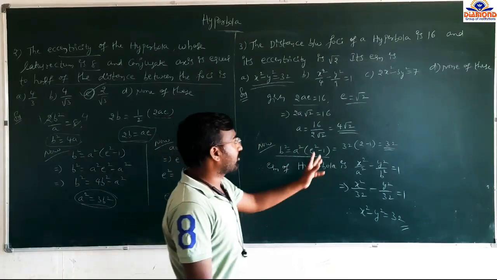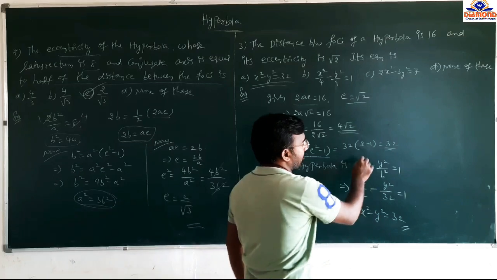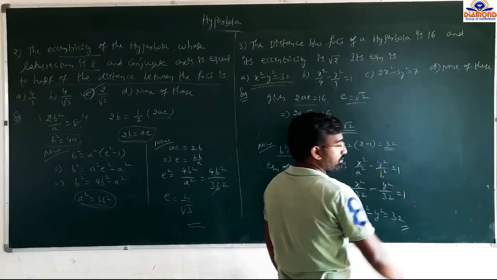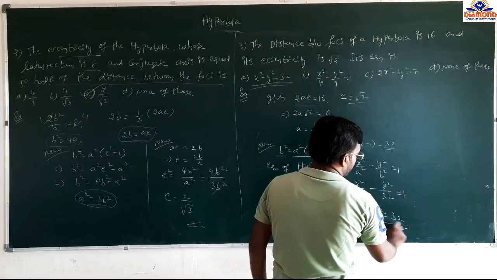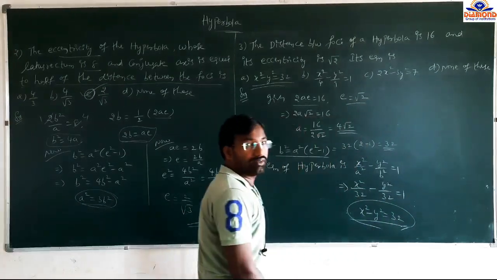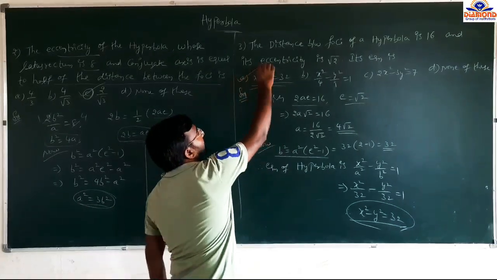So you got a square value 32, b square value 32. Substitute in the equation of hyperbola, x square by a square minus y square by b square equal to 1. So x square by 32 minus y square by 32 equal to 1. That is nothing but x square minus y square equal to 32. Whichever method you follow, you get the same answer. So option A is the right option.